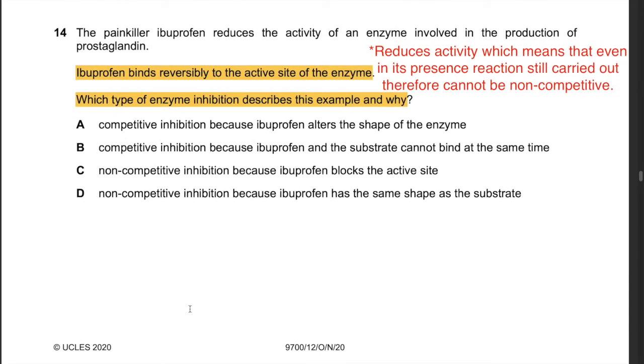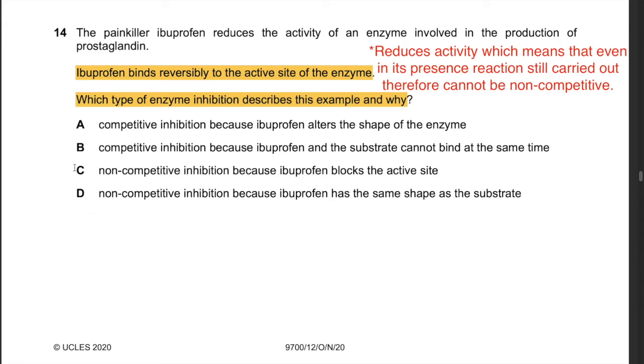Question 14. The painkiller ibuprofen reduces the activity of an enzyme involved in production of prostaglandin. Ibuprofen binds reversibly to the active site of the enzyme. Which type of enzyme inhibition describes this example and why? Since it binds reversibly and it reduces the activity instead of completely stopping the activity, it is a competitive inhibition.